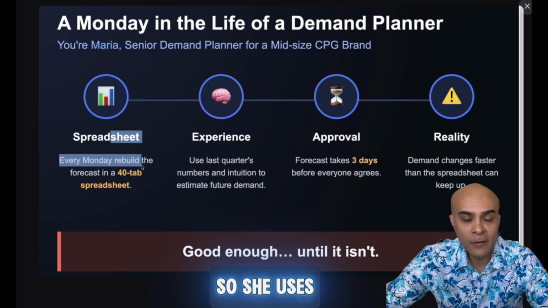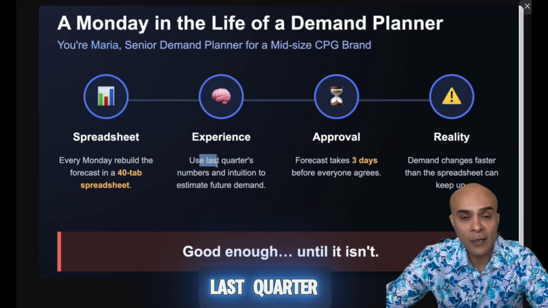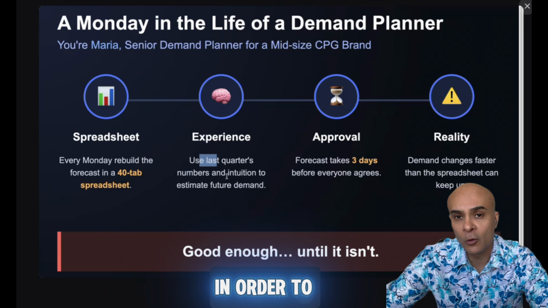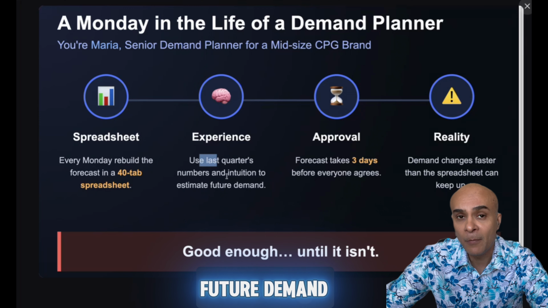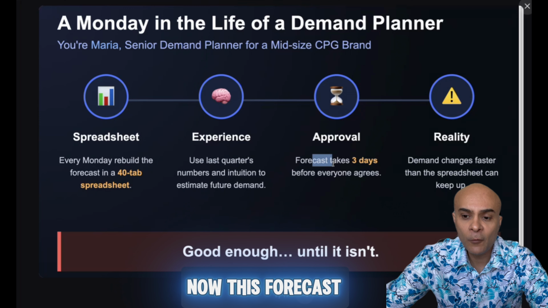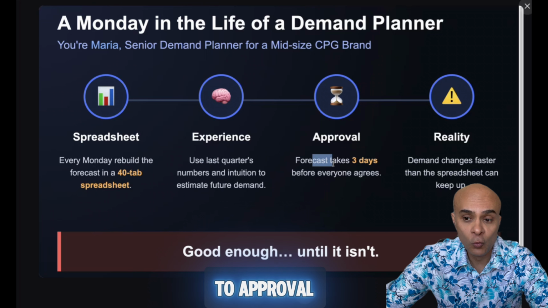She uses a spreadsheet every Monday to build the forecast for the next quarter. She uses last quarter's forecast, as well as some intuition, to come up with what could be the future demand for the products. Now this forecast is subjected to approval. People look into it, and after 3 days, the forecast is approved.